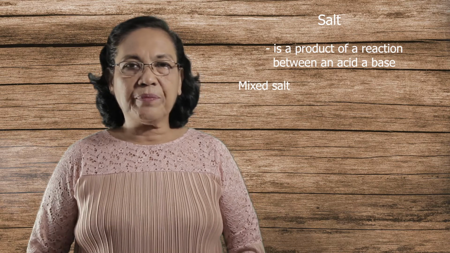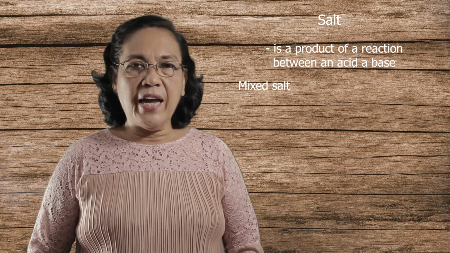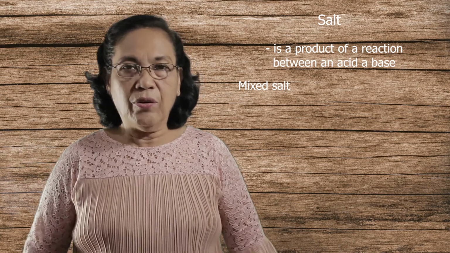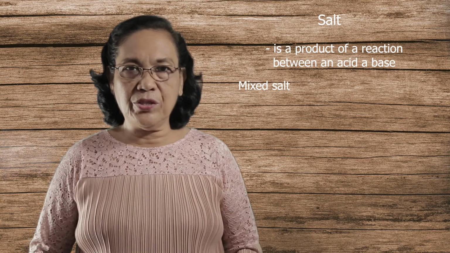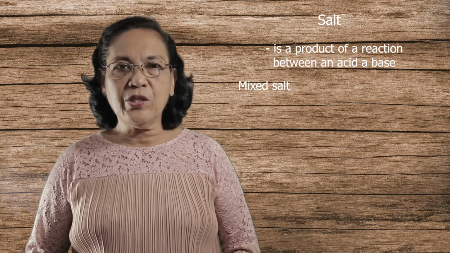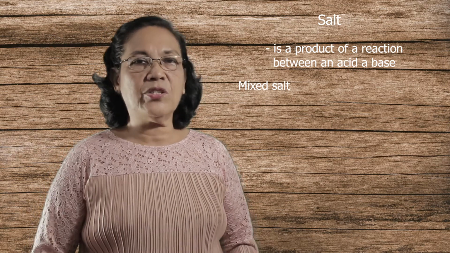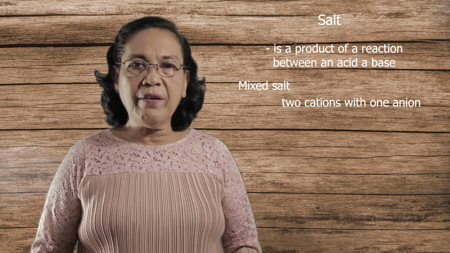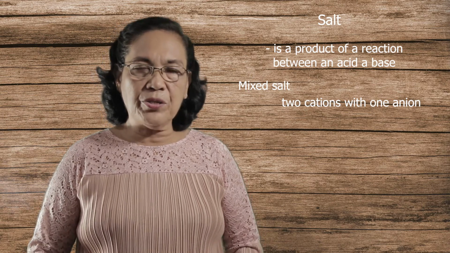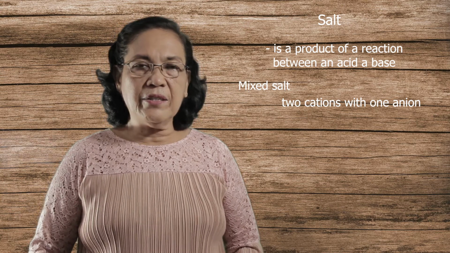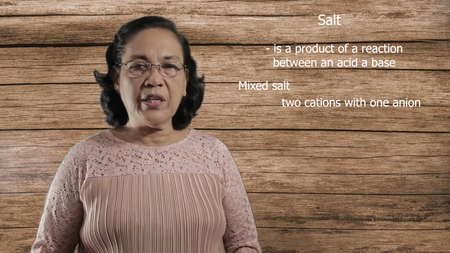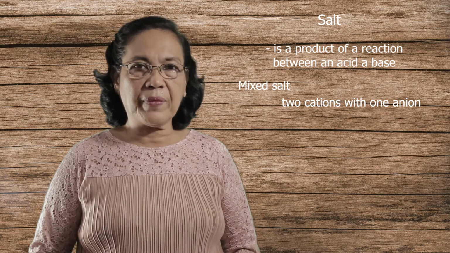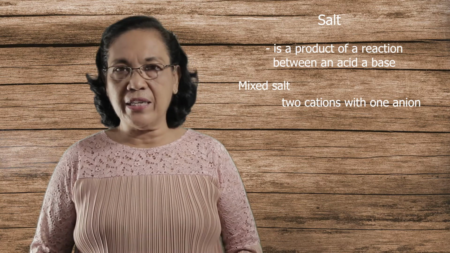In the mixed salt, they may exist as having 2 cations with 1 anion, or 1 cation with 2 anions. In the case of the mixed salt that contains 2 cations with 1 anion, the general rule is that you are going to write the cation with the lower oxidation state first, then followed by the cation with the higher oxidation state, and the anion will be written last.